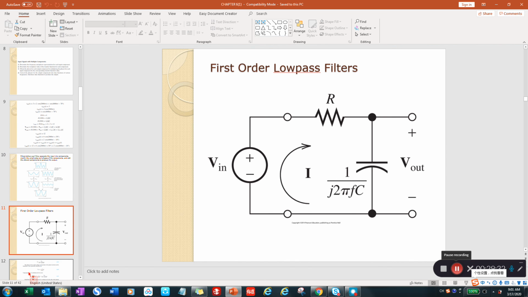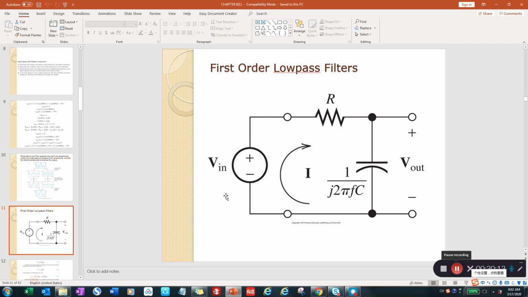Now let's look at the first order low-pass filters. As we said, the filters we are talking about in fact are circuits. This is the first order low-pass filter. It is called first order because it has the R and one capacitor, so it is first order. And it is low pass, meaning it passes through the low frequency information. So this part, the RC circuit, in fact is our filter.